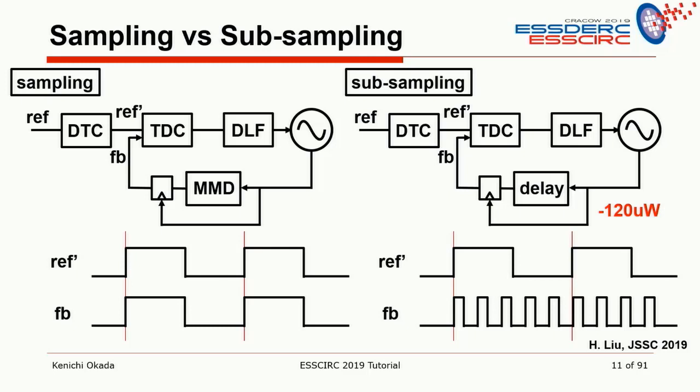One idea for reducing the power consumption of the multi-modulus divider is using the subsampling operation. You know, subsampling is many times utilized for lowering the in-band phase noise, but I think that is not a good idea. It should be used for lowering the power consumption.